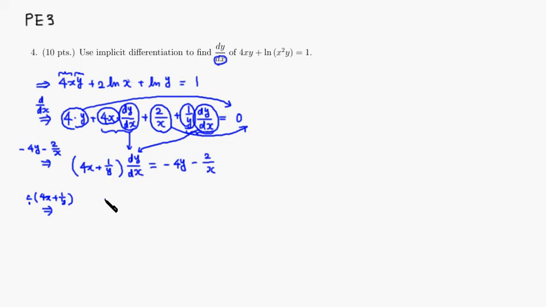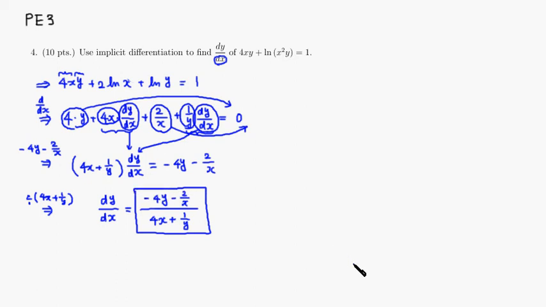Then we have dy over dx by itself. The right hand side is negative 4y minus 2 over x, and this is divided by 4x plus 1 over y. So that's the dy over dx that we are looking for. All right, that's it. I hope that this was clear.